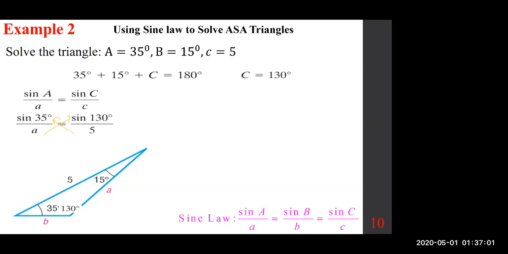I'm going to go over this fast. You've seen it. You should have no problem with the cross product. And so to find the missing A, it's 5 times sine 35 divided by sine 130, and it gives you the answer.